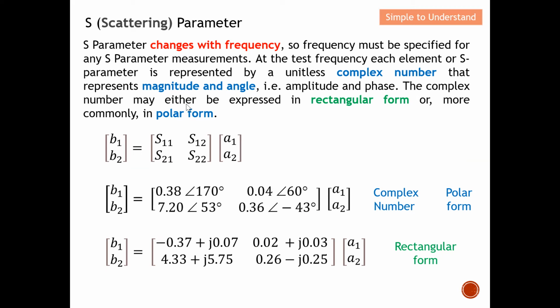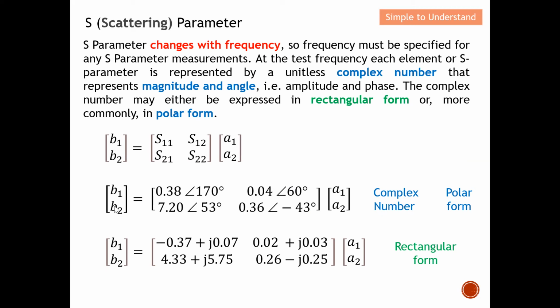The complex number may either be expressed in rectangular form. So I actually convert this polar form to rectangular form. This form is called a polar form, which is indicated over here, and this form is called a rectangular form. But in general, polar form is more frequently used for S parameters. So typically, we are going to use S parameters described in polar form.